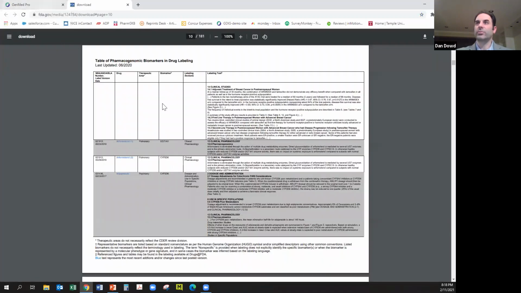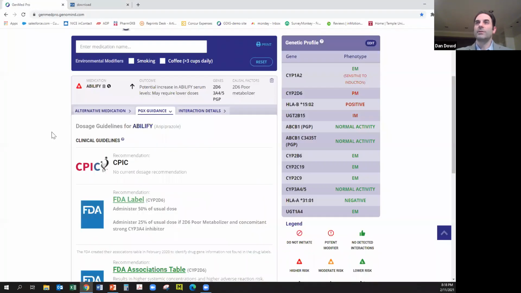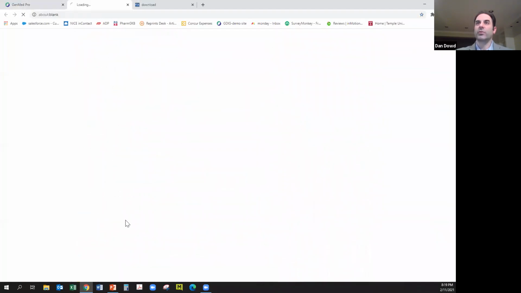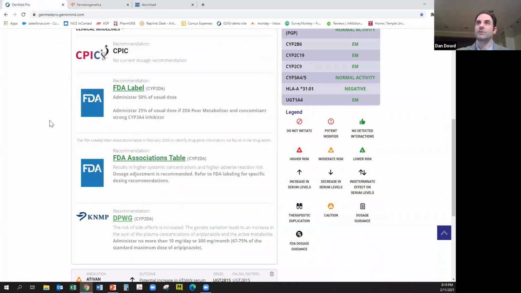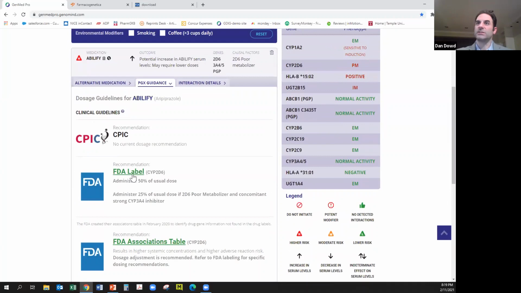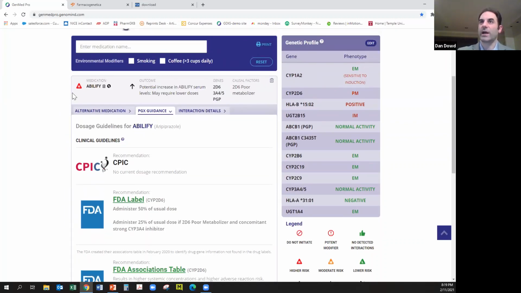So these links bring you right to the FDA label. I know that print is rather small, but these links are live, and this will bring you right to the DPWG guidelines. Okay, so if you don't believe us, you can see the actual source where this information comes from. There happens to be no CPIC guideline for this drug-gene interaction, but CPIC is currently working on an antipsychotic guideline, so stay tuned.